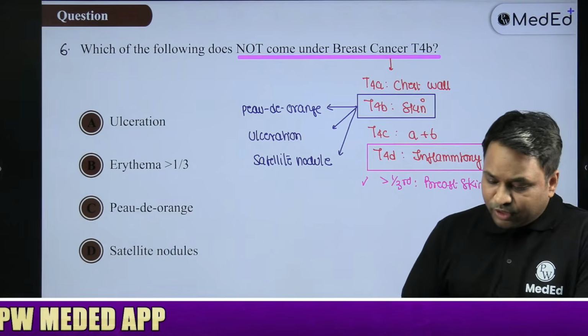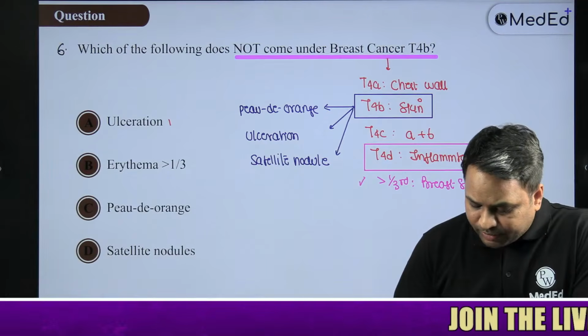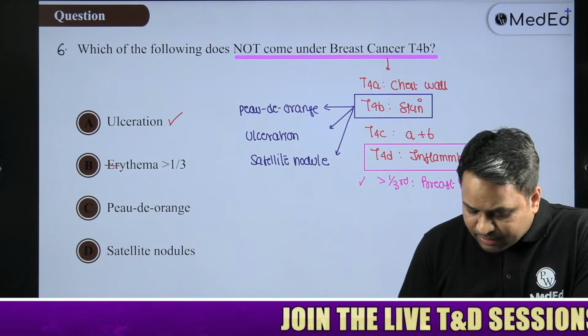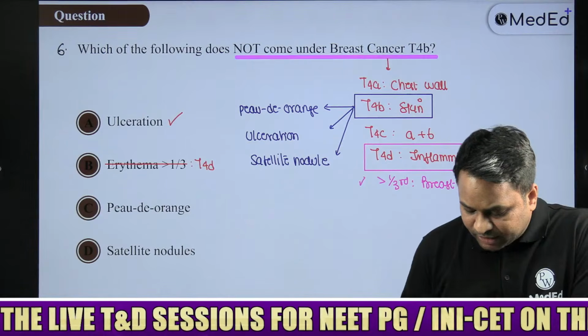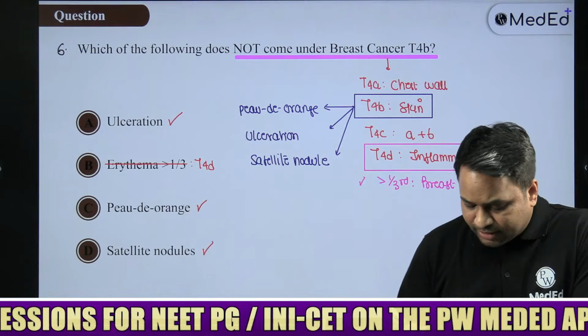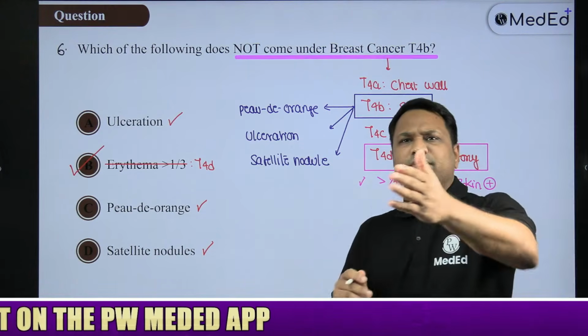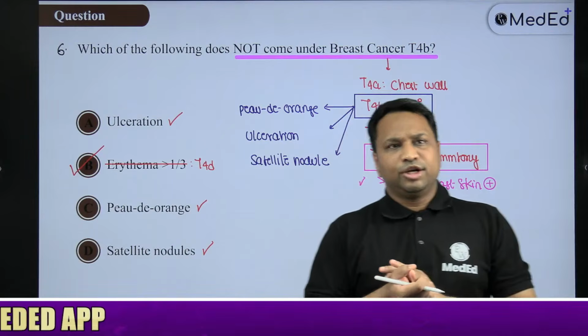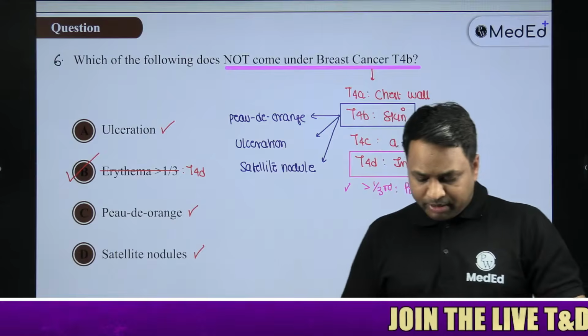So here, which of the following is not, right? Let's look at it. Does ulceration count? Yes. Erythema involving more than 1/3 is inflammatory breast cancer, it will become T4D, right? Peau d'orange, yes. Satellite nodule, yes. So the answer here is going to be B for Bombay, right? Most of you gave me the right answer. Absolutely correct. Remember, B for Bombay does not come under T4B disease, right?